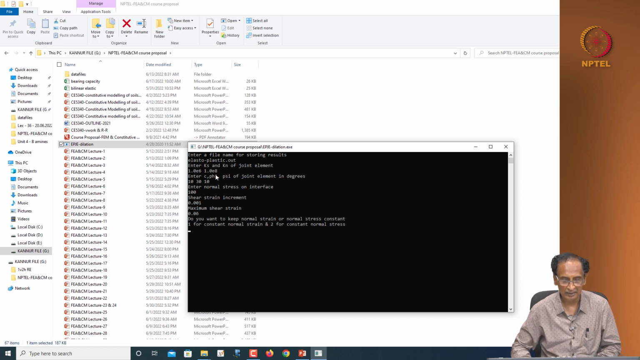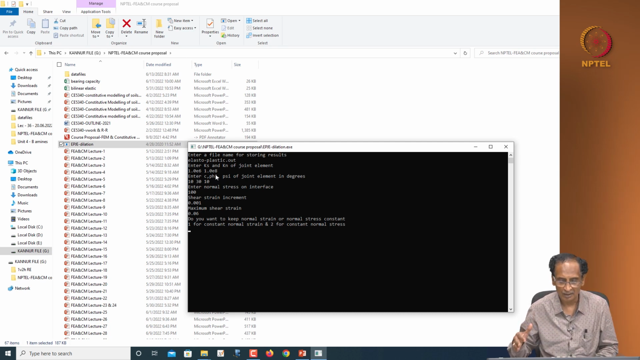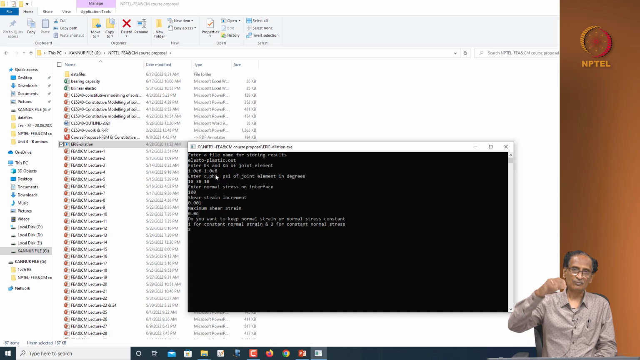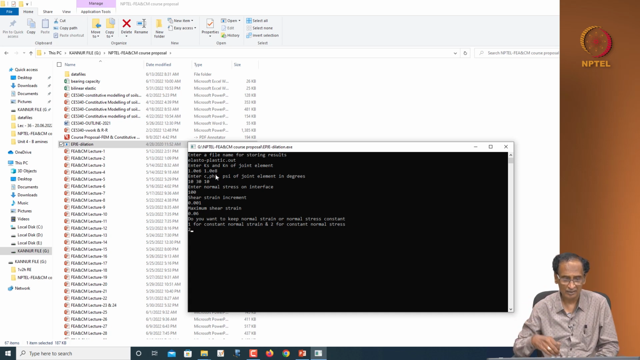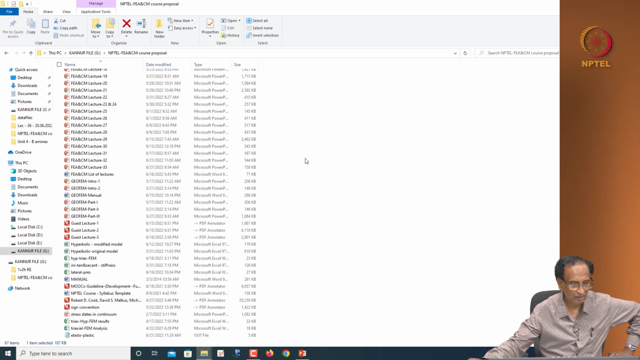And then do you want to keep normal strain or normal stress constant? 1 for constant normal strain or 2 for constant normal stress. If you use 2, that means the soil is free to dilate, so that our normal stresses remain constant. So I am using 2, okay, and the program will run.